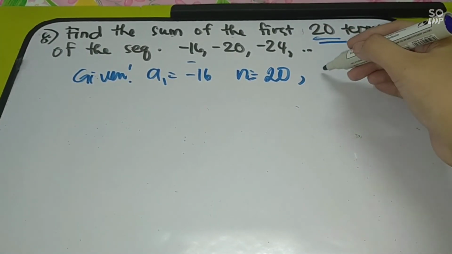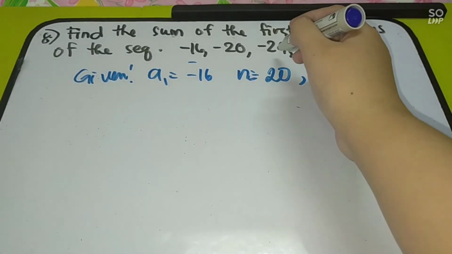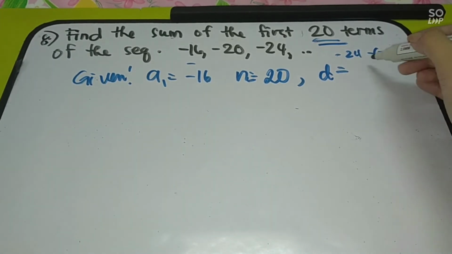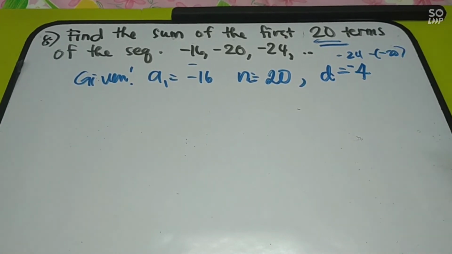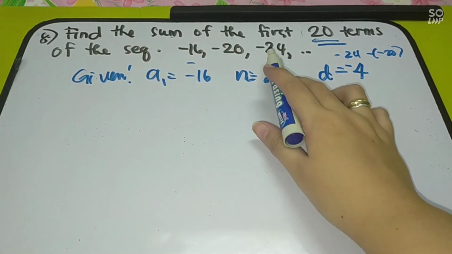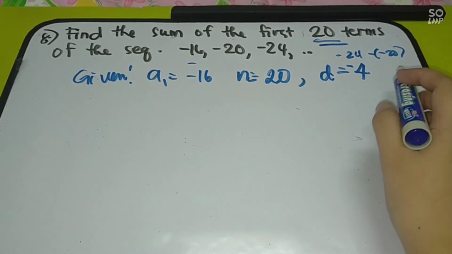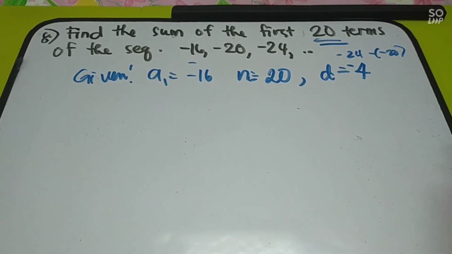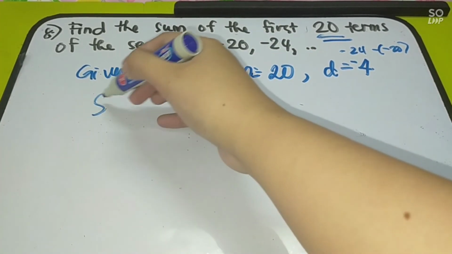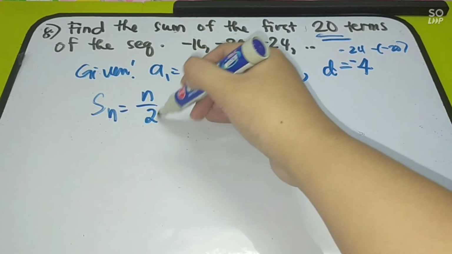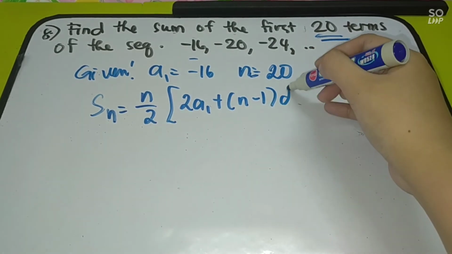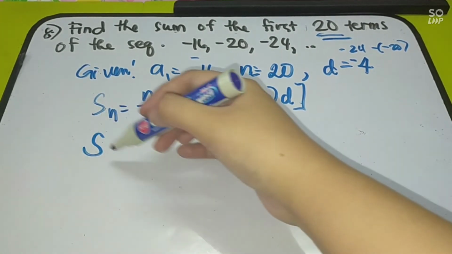And then, for your common difference, so you are going to subtract negative 24 minus negative 20. The answer here is negative 4. That is your common difference, negative 4. So, dito, add ng negative 4 hanggang sa 20 terms, then add mo siya. So, makukuha mo na siya by using mano-mano. Pero by formula, ito siya. So, S sub n is equals to n over 2 multiplied by 2a sub 1 plus quantity n minus 1 multiplied by d.